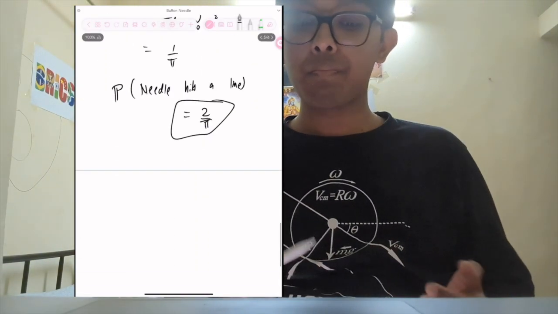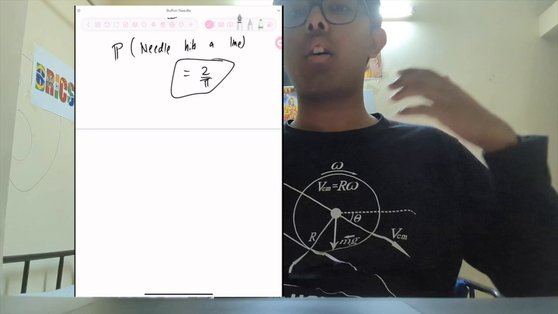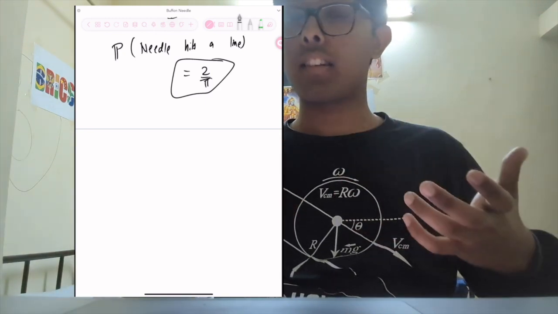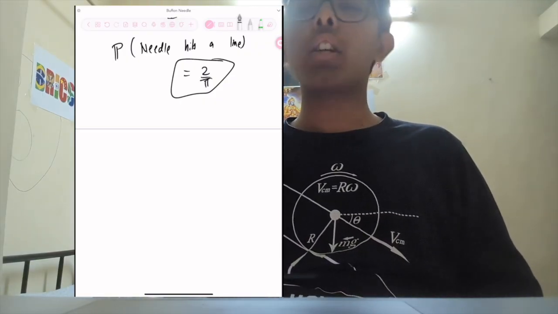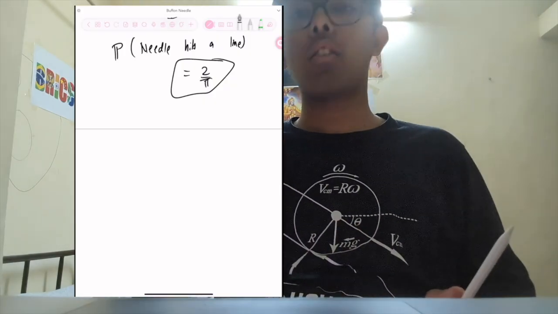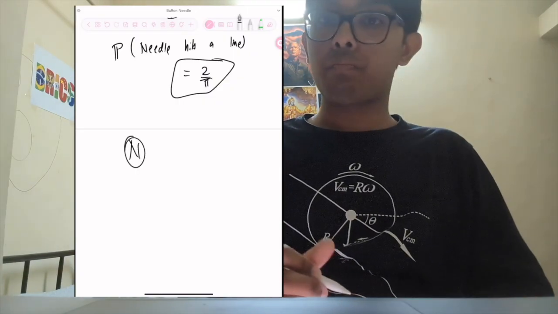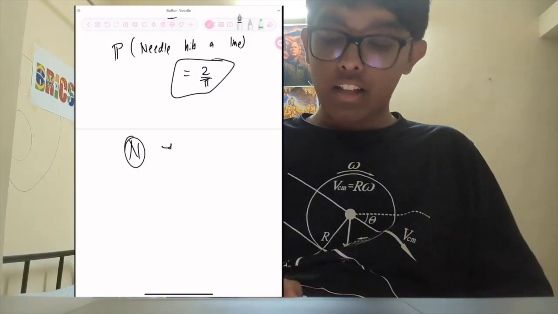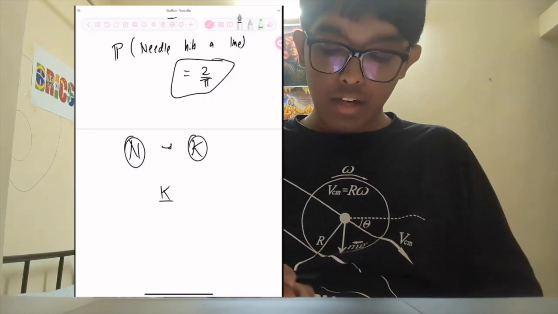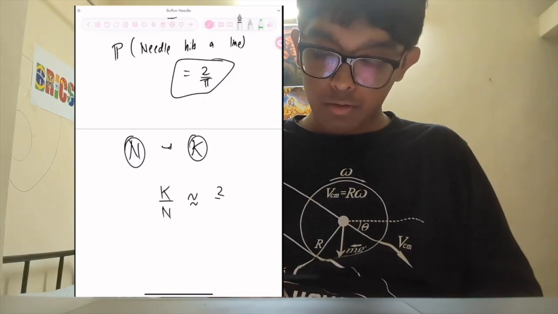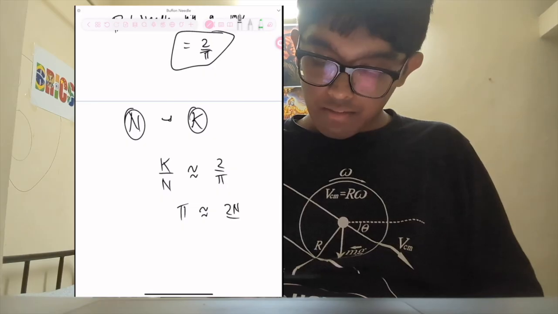Now, how can we use this to estimate pi? Let's say you get a large cardboard, draw a lot of straight lines, let's say 1 meter apart. And you take a one meter long needle and drop it 1,000 times or 100 times. Let's say you drop it n number of times on that cardboard. And let's say it hits a line k number of times. Then we have that k by n is approximately equal to 2 by pi. So you can say that pi is approximately equal to 2n by k.